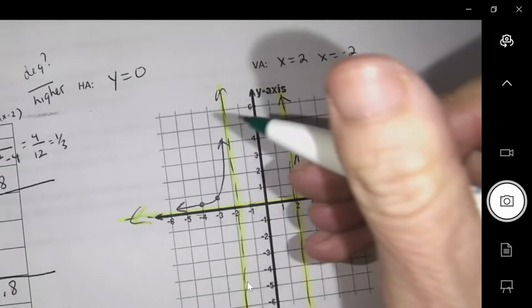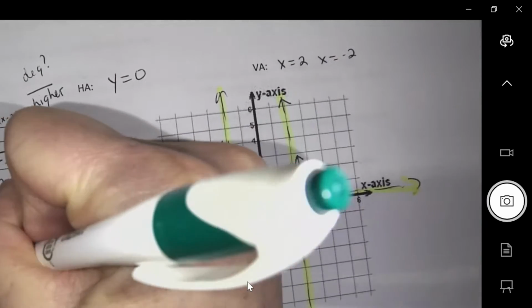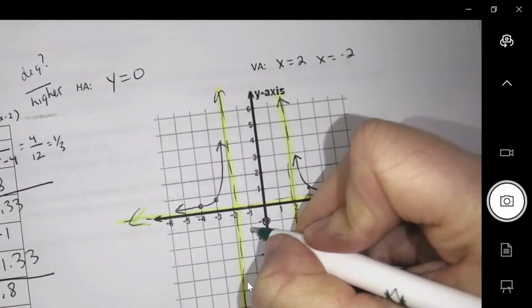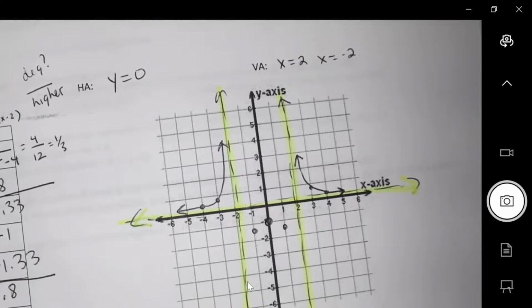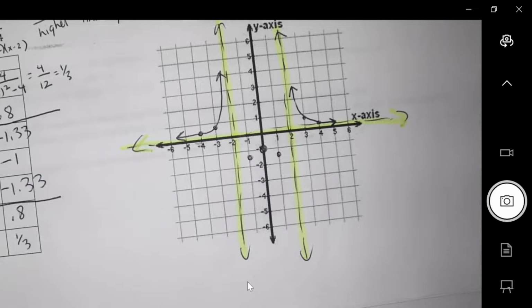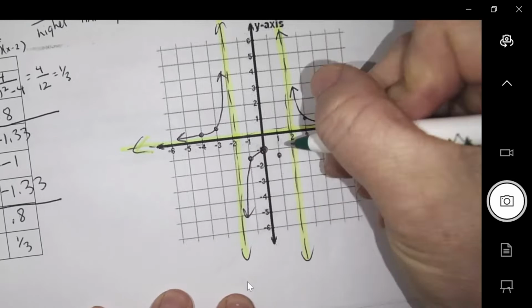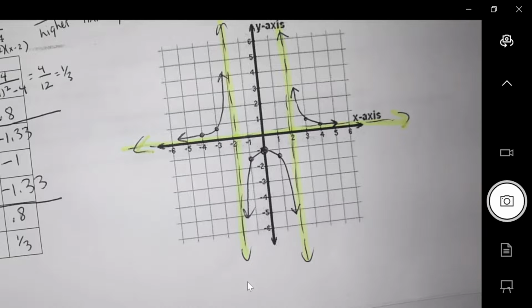Okay, now I need the middle section. So here's your numbers. So when I plug the negative 1 in, I get a negative 1.33. Okay, once I have those three, I'm going to go like that.